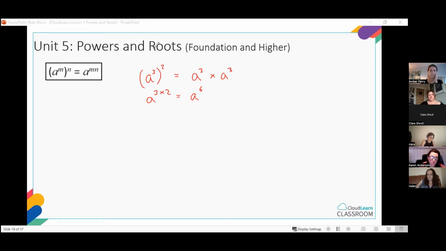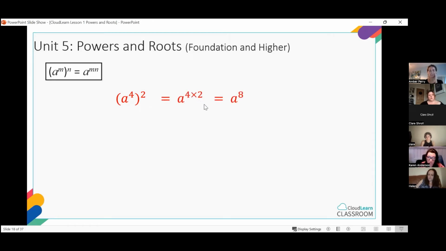All right. And I've probably chosen almost the same example. A to the power of 4 times a to the power of 4, all of that to the power of 2 is going to be a to the power of 4 times 2, which is a to the power of 8.